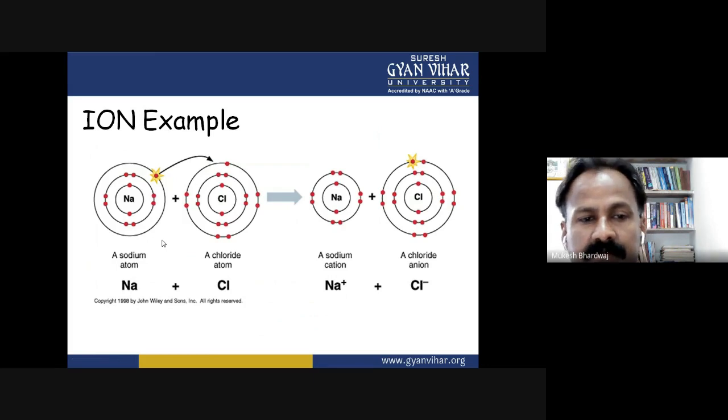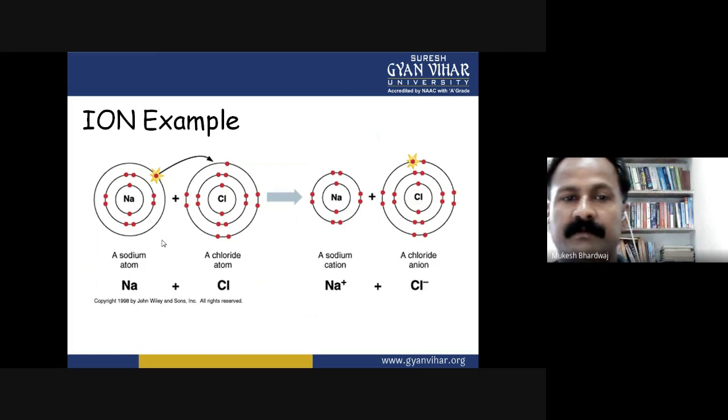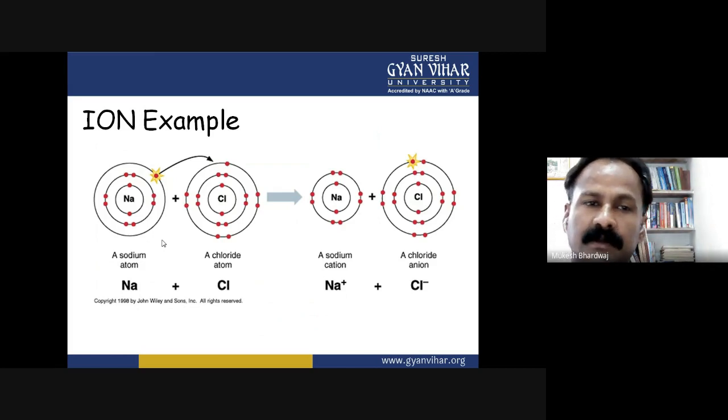Ion example: a sodium atom combined with a chlorine atom. Finally, sodium will become positive and chlorine will become negative, and they share a bond because sodium has one extra valence electron and chlorine needs one valence electron, so they want to form a bond and salt is produced.